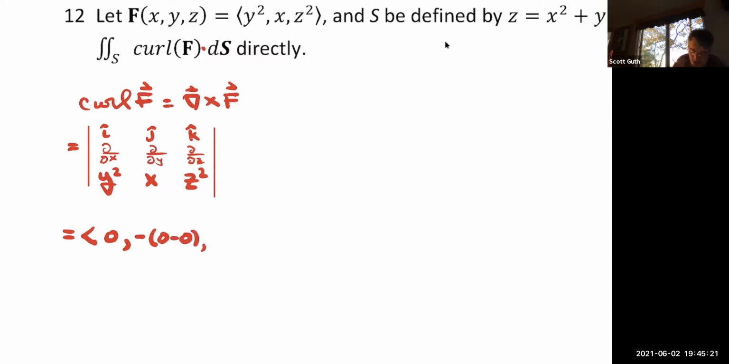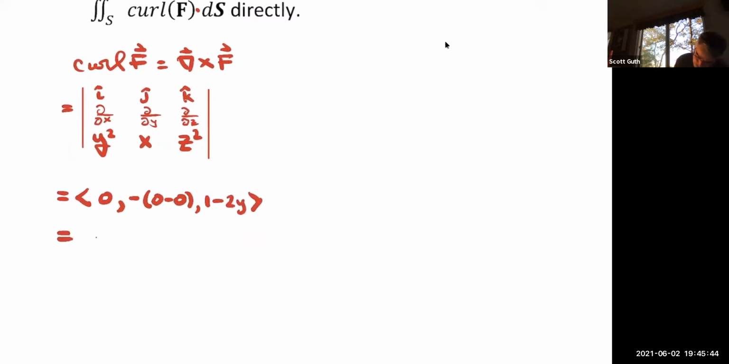And then the k component. That's going to be the partial of x with respect to x, which is 1, minus the partial of y squared with respect to y, which is 2y. So it's just going to be 1 minus 2y. Like that. Maybe just a little cleanup by calling it 0, 0, 1 minus 2y. Okay, any questions?